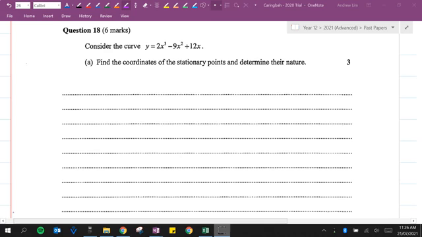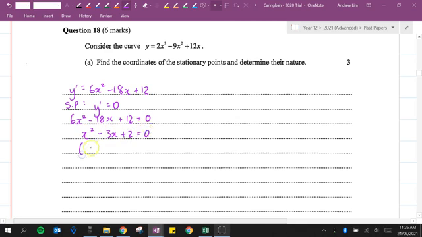To determine the stationary points, we need to differentiate and make f dash of x equal to 0. So y dash is equal to 6x squared minus 18x plus 12. The stationary points are when y dash is equal to 0. So 6x squared minus 18x plus 12 is equal to 0. I'm going to divide everything by 6. This gives me x squared minus 3x plus 2 is equal to 0. Now I can factorize this: x minus 2 and x minus 1. So x has to equal 2 and 1.